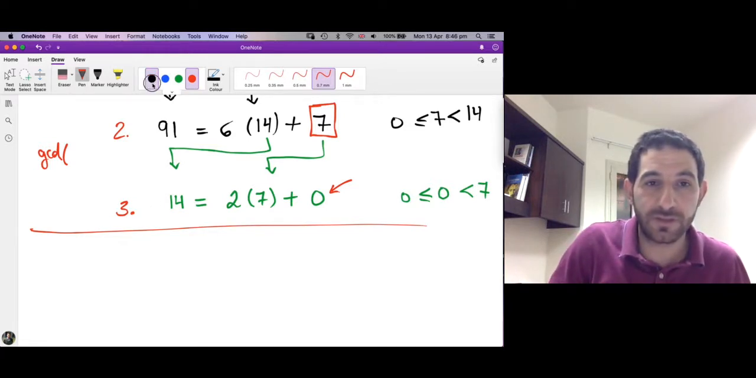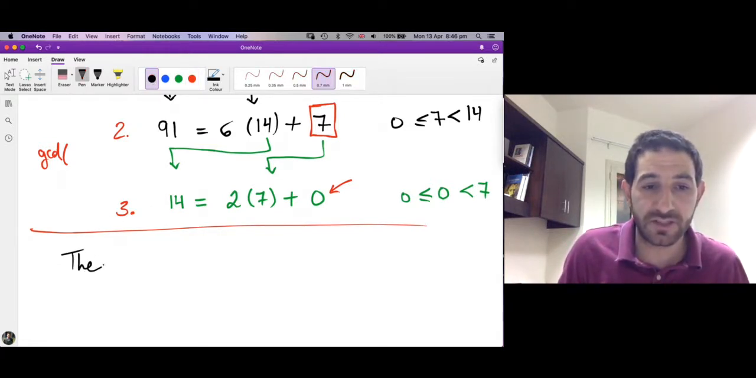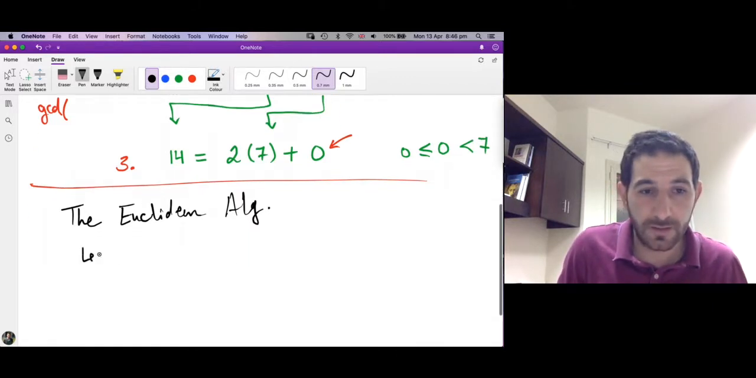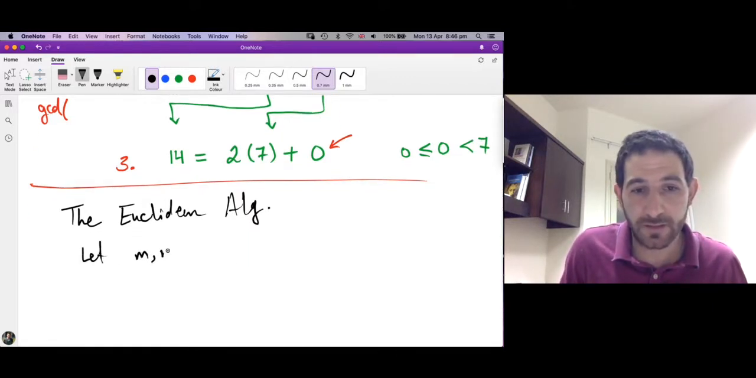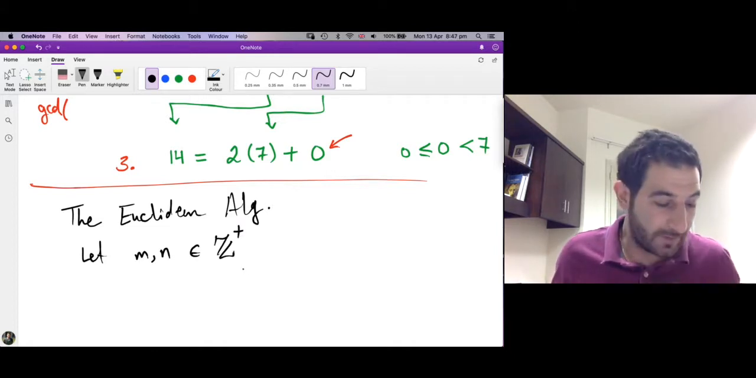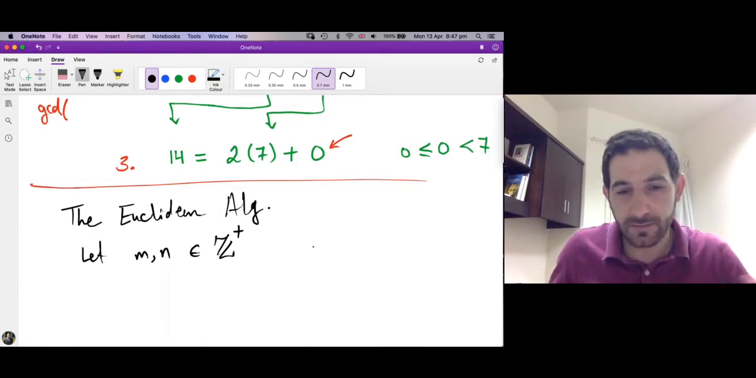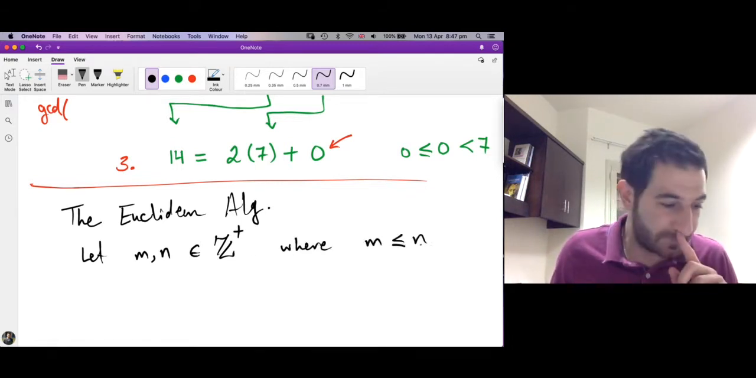So let's say what the Euclidean algorithm is in its general form. How does it start? Let m and n be positive integers, and suppose that n is the bigger one, where m is less than or equal to n.